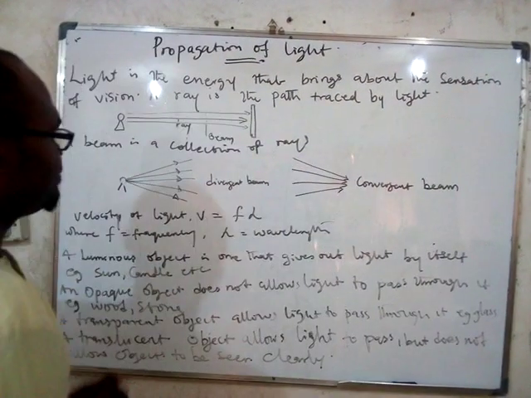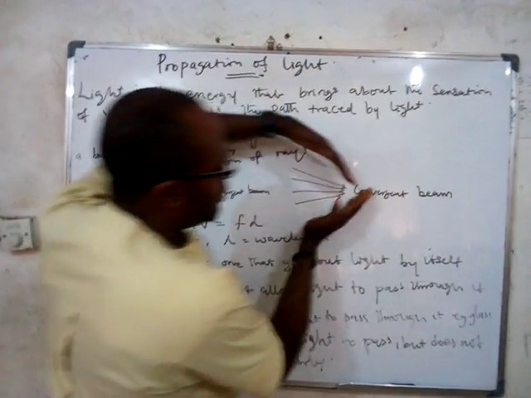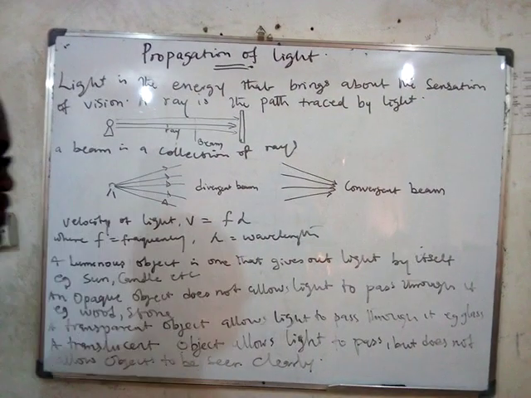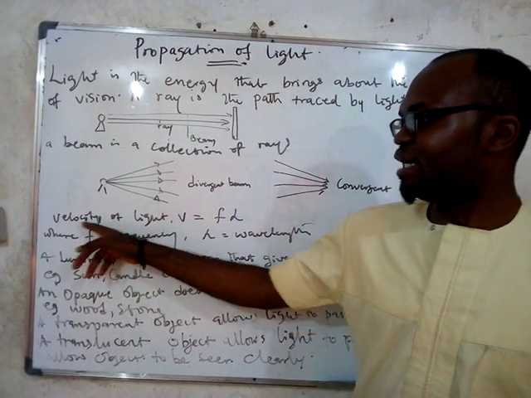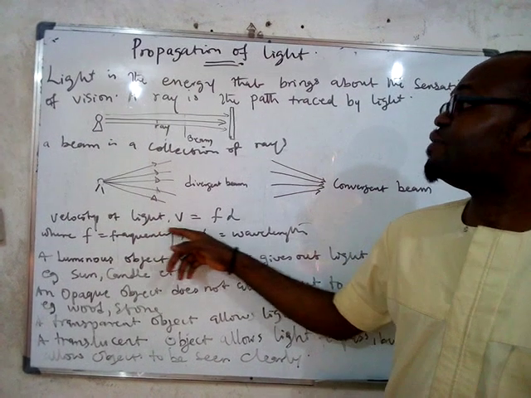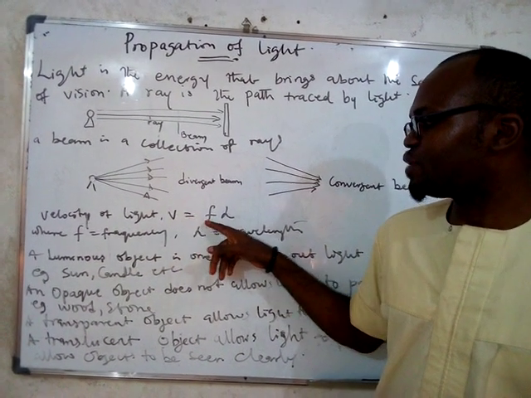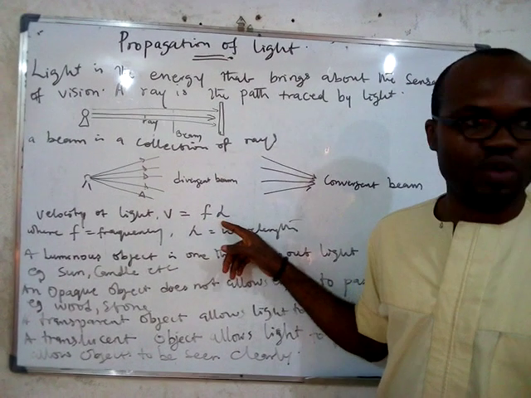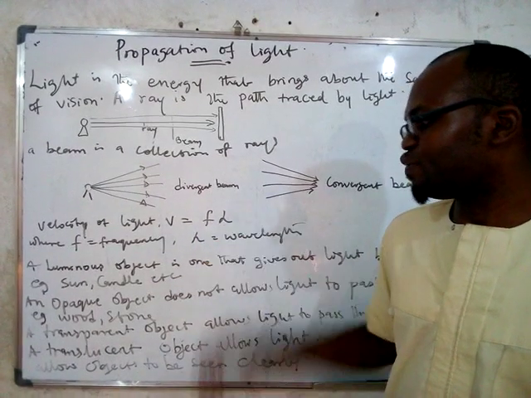Can you see the motion? This one is diverging and this one is what? Converging. Is that clear? Now, for you to understand light very well, you need to know the basic formula that is used in light propagation, and it is that velocity of light is equal to frequency of the light times what? Wavelength. Is that clear? Velocity is equal to frequency times wavelength.